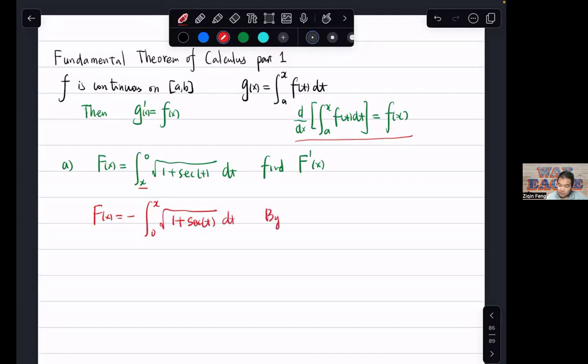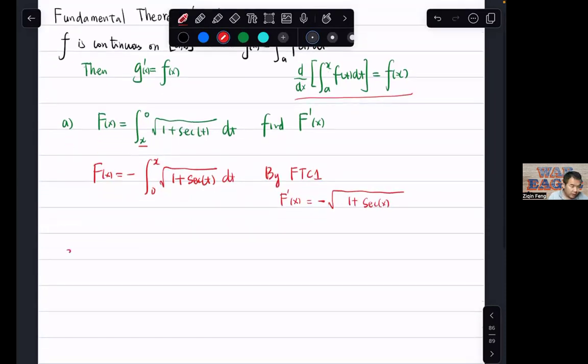Then by FTC part one, right? By FTC part one, f prime of x equals negative, replace t by x, square root of 1 plus secant of x, right? This is basically the derivative of this function. Now let's see our second example.